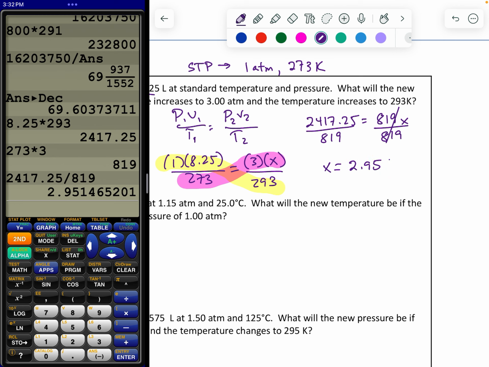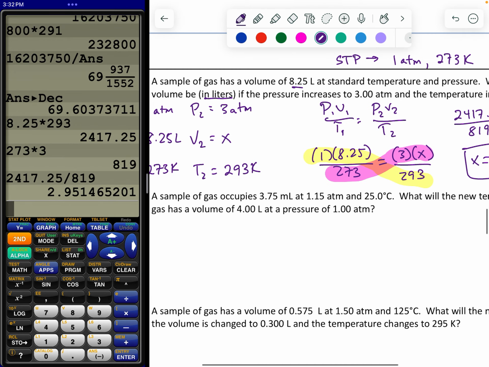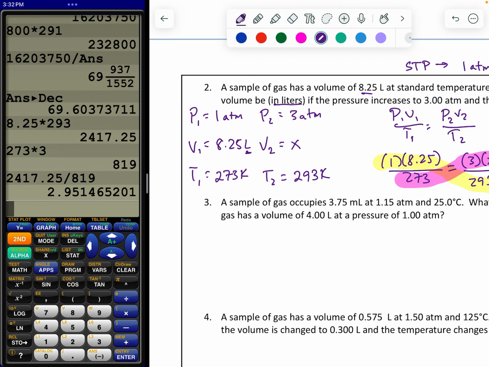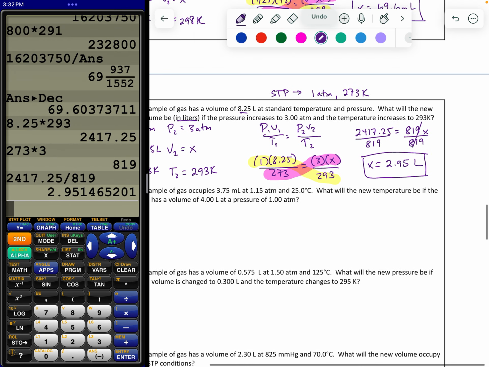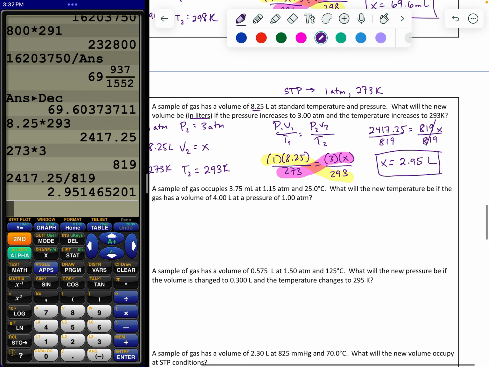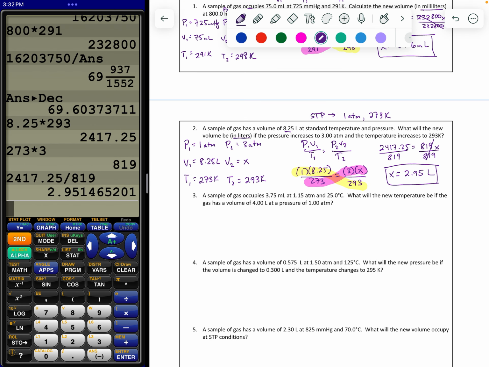And what is that? That is liters, because I was looking for V2. It asked me to find it in liters, and my original volume was in liters, so that tells me I just have to calculate it, and then that value is just going to be whatever I end up with in liters.